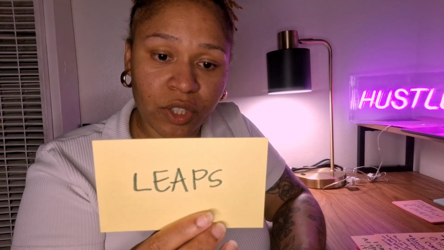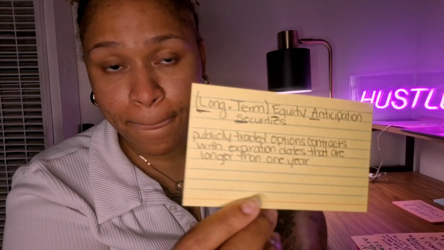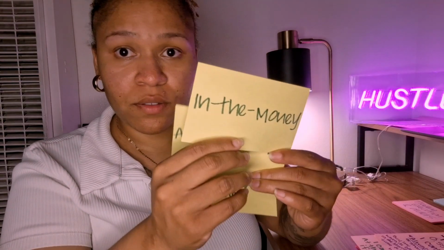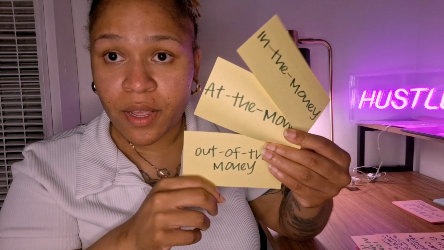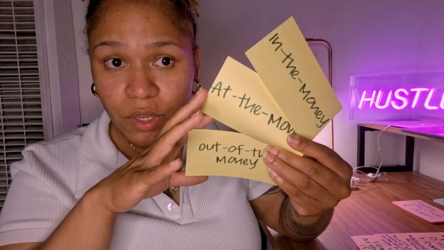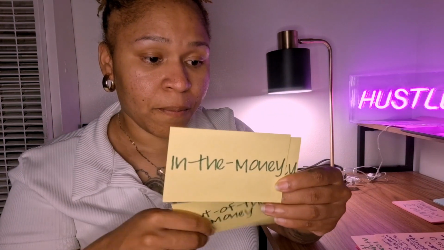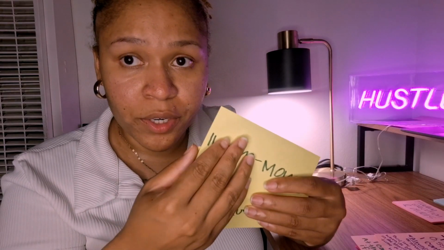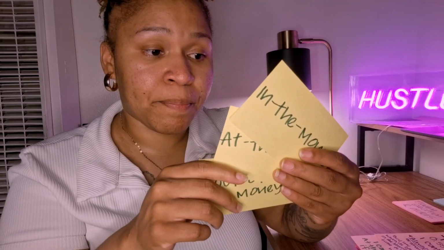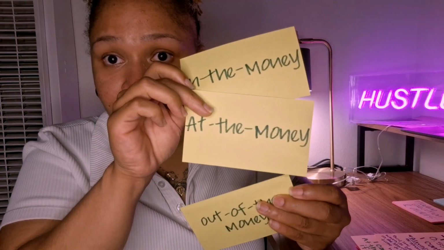LEAPS. Long-term equity anticipation securities. These are publicly traded option contracts with expiration dates that are longer than 1 year. In the money. Now, these three right here, at the money, out of the money, and in the money, are very important when you're trading options, because this is where you set your limits. And these all are determined on your Greeks and your limit. So the limits vary if you're going to sell, put, call, or buy. That will determine if you're in the money, at the money, or out of the money.